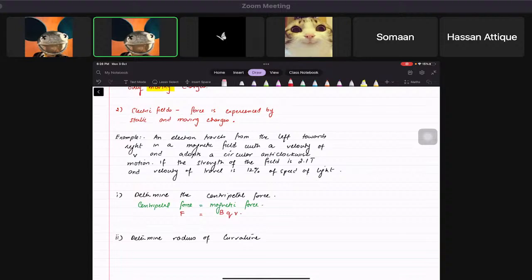You already know this. So you have 2.1 Tesla times, what is this? This is an electron. Do you guys know the charge on an electron? 1.6 times 10 raised to minus 19. Yes, very good. And then the velocity is 12% of speed of light. 12% is basically 0.12, and the speed of light is 3.0 times 10 raised to 8 meters per second. I'll write it right here so you guys remember this.